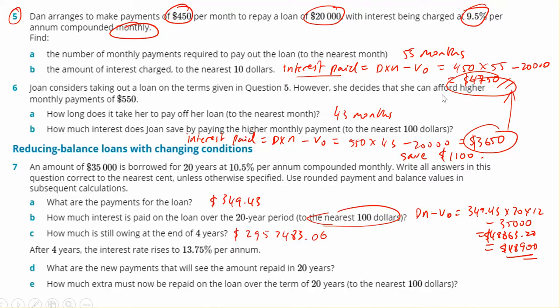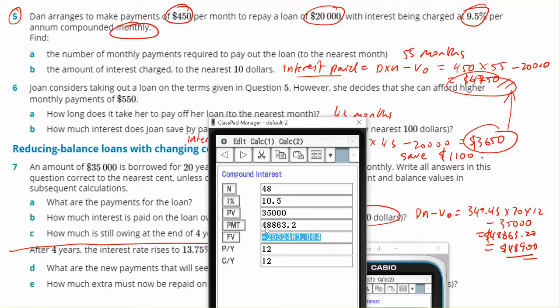Makes sense. So after 4 years, the interest rate rises to 13.75% per annum. What are the new payments to see the amount repaid in 20 years? So here we've got a financial change, and we've got to be able to deal with that. Whenever you deal with a financial change, like a change in condition, you treat it as if you're getting a new loan. So you use this value that we got before as your new principal. I'm going to drag this value up to the top. Principal value is always positive, so I'm going to get rid of the negative.